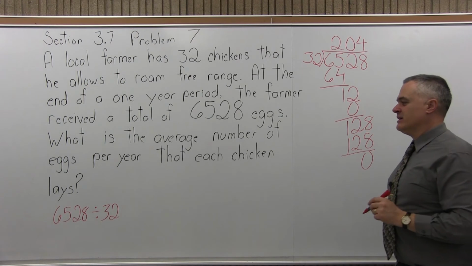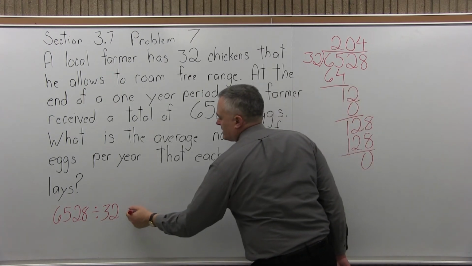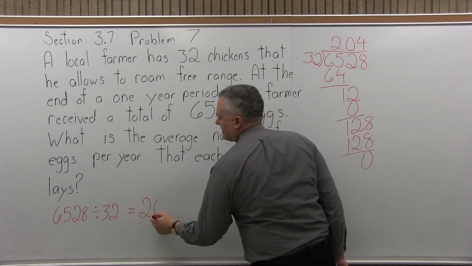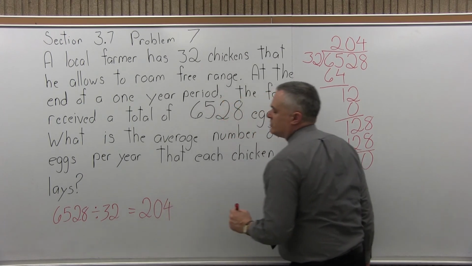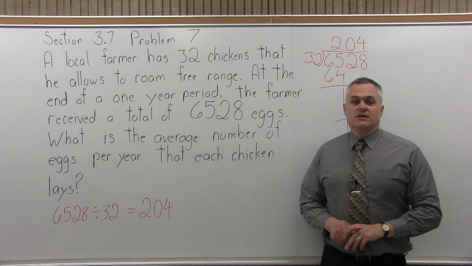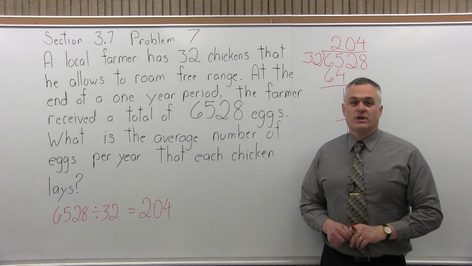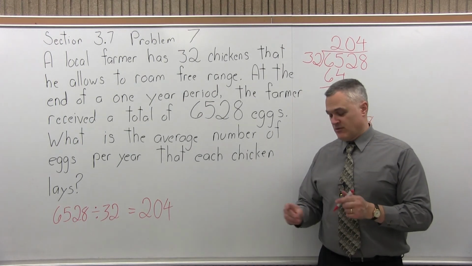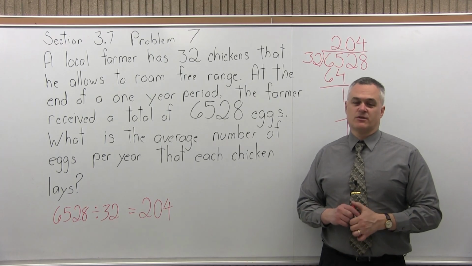It goes in evenly. So however you do the division, either with a calculator or by hand, the answer for the division is 204. So that's the average number of eggs that each chicken will give the farmer per year, on average. So some chickens might give a lot more and others less, but it would average to 204 per chicken.